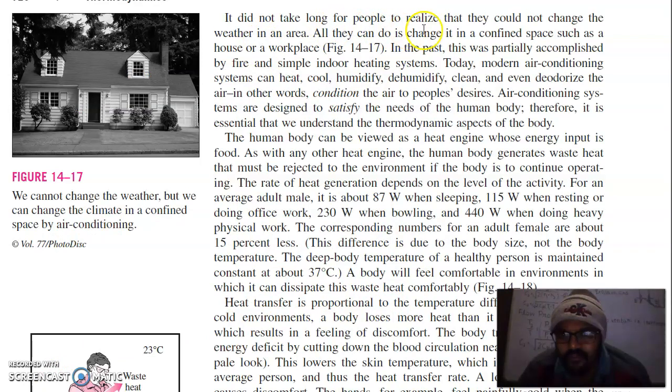It did not take long for people to realize that they could not change the weather in an area. All they can do is change it in a confined space such as a house or workplace. In the past, this was partially accomplished by fire and simple indoor heating systems. Today, modern air conditioning systems can cool, heat, humidify, dehumidify, clean, and even deodorize the air. In other words, condition the air to what people desire. Air conditioning systems are designed to satisfy the needs of the human body. Therefore, it is essential that we understand the thermodynamic aspects of the body.